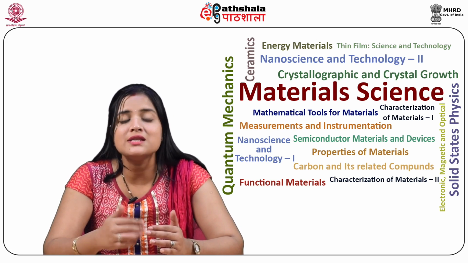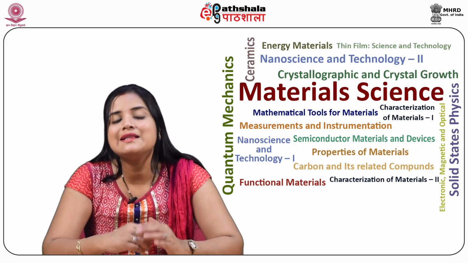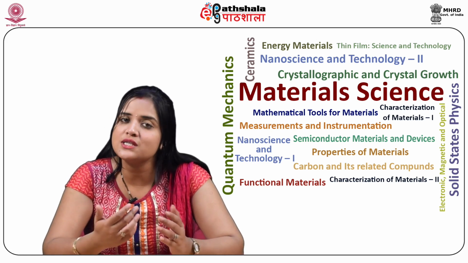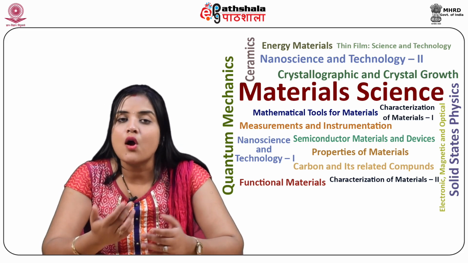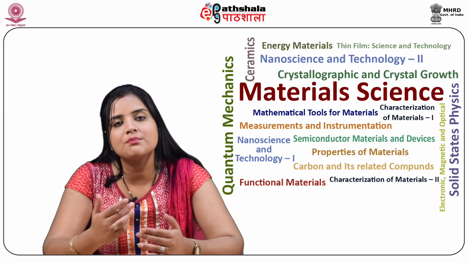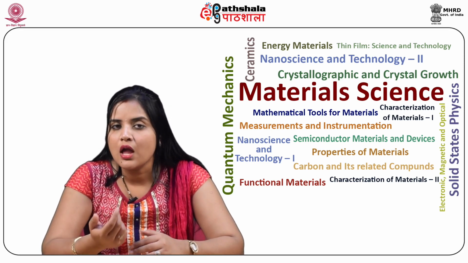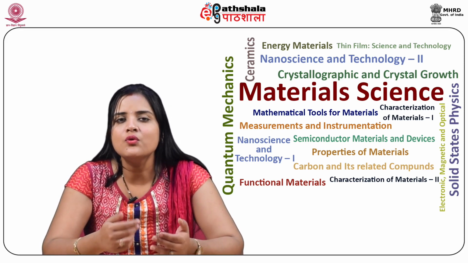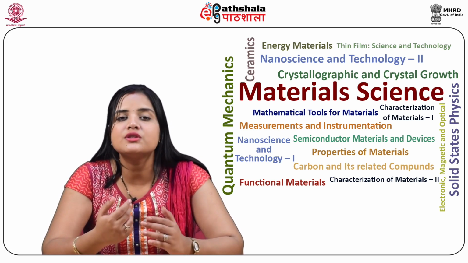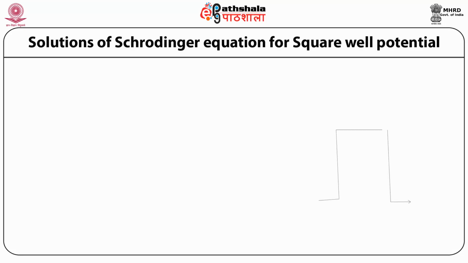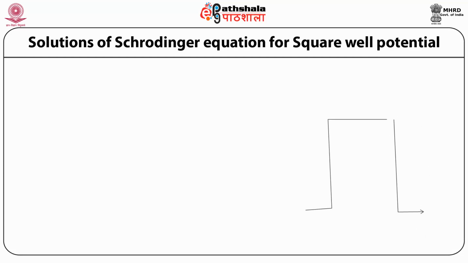Vx is defined as Vx equal to 0 for values of x less than minus a, that is in region 1. Vx is defined to be V naught for values of x lying between minus a and a, which is defined as region 2, and Vx is equal to 0 for x greater than a, that is in region 3. We now discuss the solution of the Schrodinger equation for the square well potential.